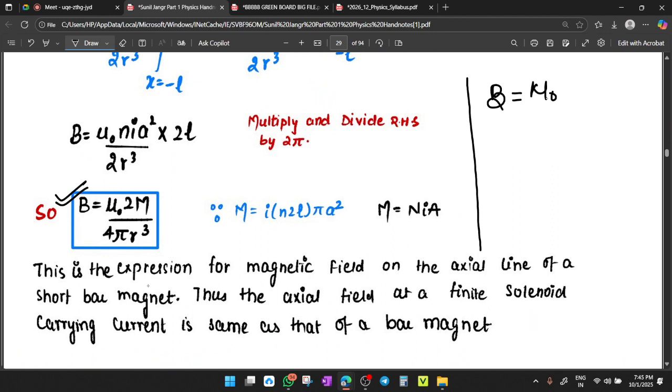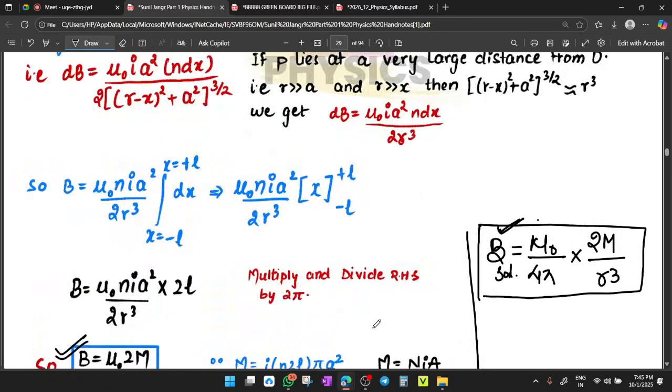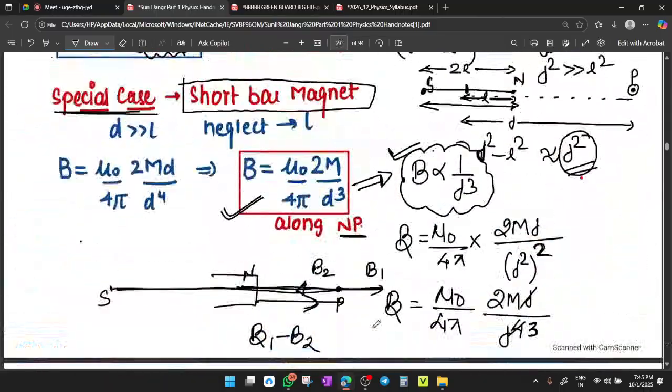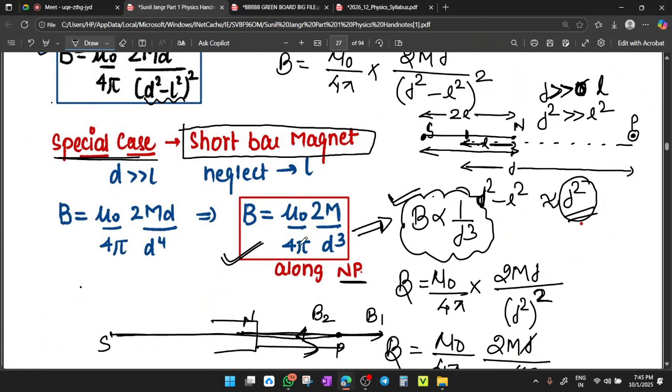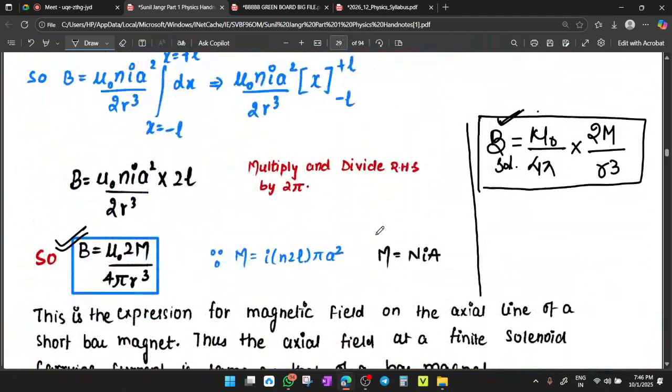B equals mu naught upon 4 pi into 2m upon r cube. This is B for a solenoid. You see, this is exactly the same derivation, same result that we derived for the axial position of a magnet. B is equal to mu naught upon 4 pi, 2m by r cube or d cube. Clear? So this is the same result. B equals mu naught upon 4 pi, 2m by r cube. Clear?